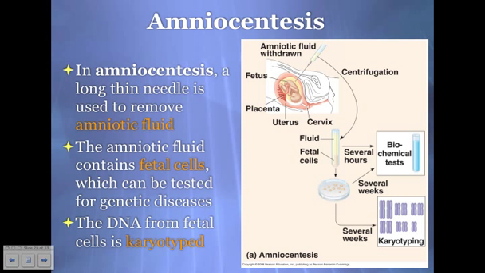The DNA from the fetal cells is karyotyped, and you can see a couple of different things, and I'll discuss a karyotype momentarily. So you can do genetic tests using the DNA from the fetal cells, or even do a karyotype. And pictured at the bottom right is a karyotype. Once again, you're ordering the chromosomes from the largest to the smallest to check to see if the chromosome number is correct, as well as the gender of the individual.